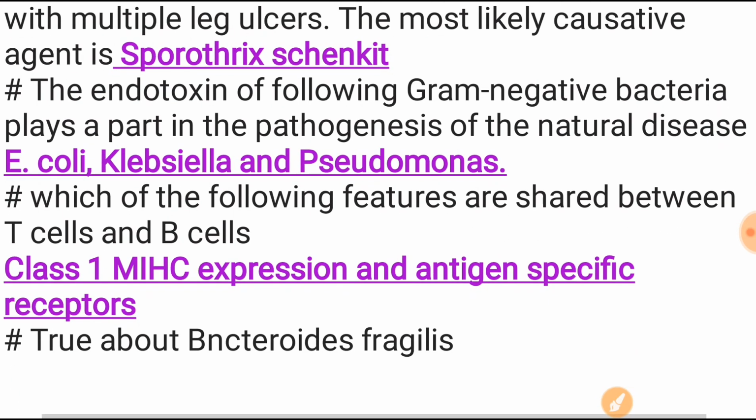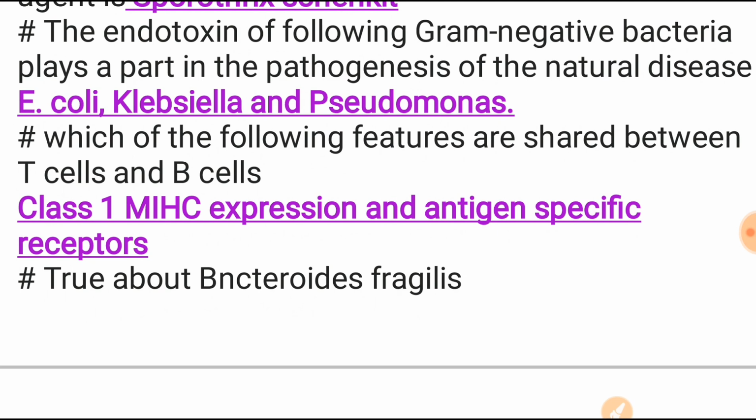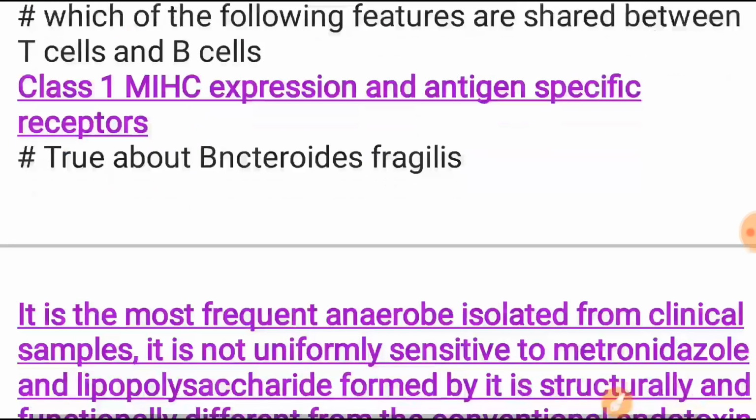So next thing is which of the following features are shared between the T cell and B cell. This is the shared factor, class 1 MHC expression. Sorry, it is MHC expression, and antigen specific receptor. This is shared between the T cell and the B cell.